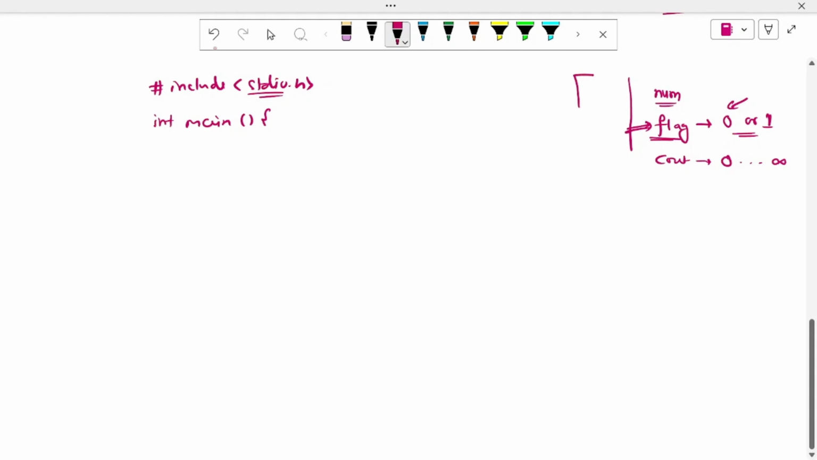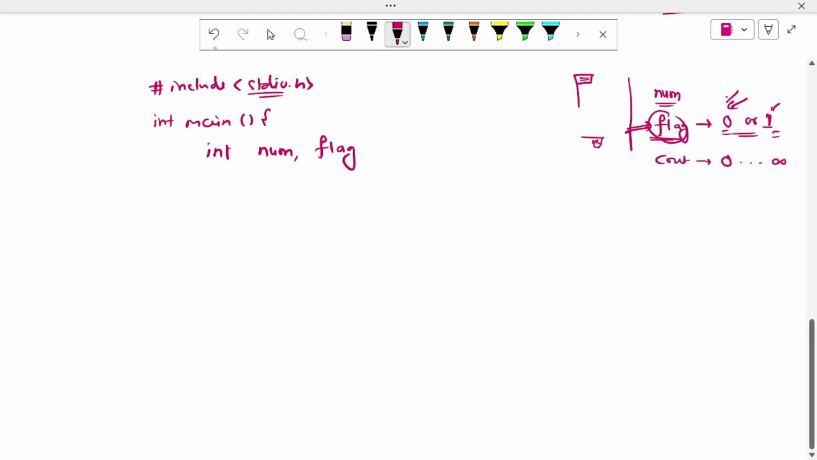This is just like a real life flag. If you raise a flag, it means something. If you don't raise a flag, it means something else. So there are only two states in the flag, that is 0 and 1. You need to remember this. You can use this flag in any of your programs. Since it is 0 or 1, I can say that it is an integer. I have got an integer num and a flag.